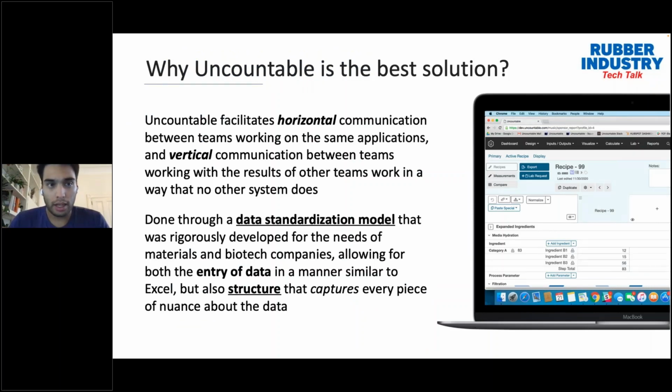Now, Uncountable facilitates horizontal communication between teams working on the same applications. This means that you have a team in the US, a team in Germany, a team in Japan working on the same technology, but who also want to benefit from the learnings of each individual team. If we have a centralized and collaborative data environment that teams can pick and pull from, they don't find themselves doing duplicate work or missing out on things that have already been done in the past. But it's not only horizontal communication, but also vertical communication between teams.